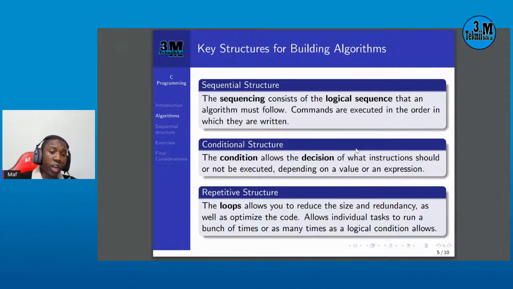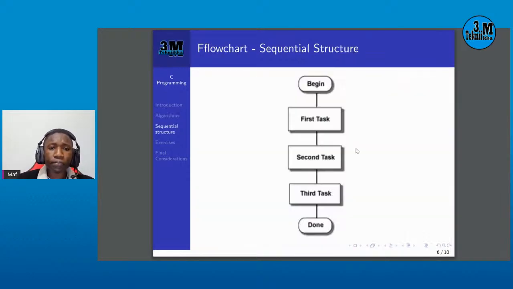Repetitive structure is about loops. Loops are artifacts that we use in programming to execute some block of instructions, or even a single instruction, as many times as we need, based on some condition or on some rule, for example.